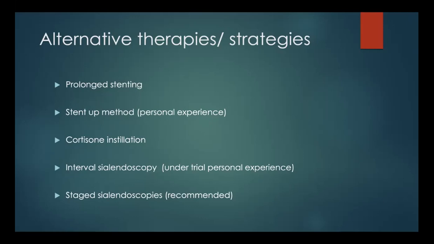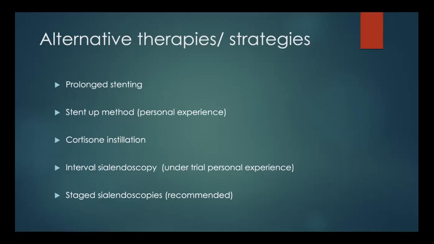Now, second last, there is another thing that we've been trying out recently, which is called an interval sialendoscopy, which we plan to publish as well. Sometimes, especially in our S3 and S4 strictures, we have cases where the smallest endoscope won't really go in. When it doesn't go in, there's a higher chance of a false passage. There's a higher chance of you causing a complication than gaining anything.